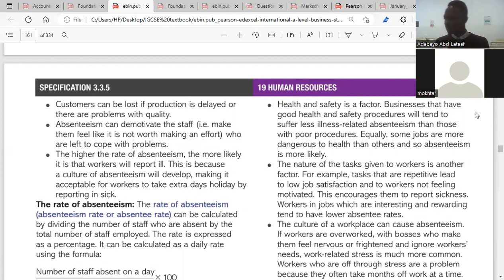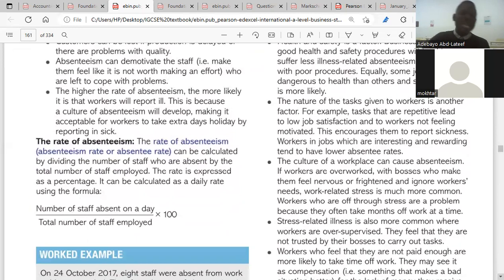The third reason, the nature of the task given to workers is another factor. That means the kind of work people engage in, the kind of work they are engaged at workplace can also determine if they're going to be absent at work or always at work.